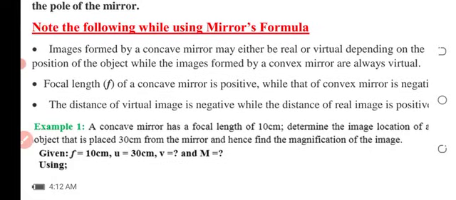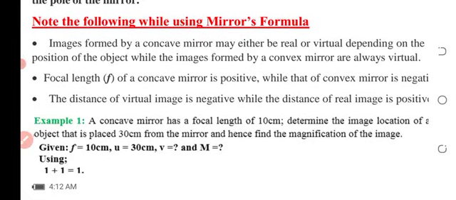What are these facts? Number one, images formed by a concave mirror may either be real or virtual, depending on the position of the object, while the images formed by a convex mirror are always virtual. You need to take note of this: a concave mirror can form either a real image or a virtual image. We are not going to really discuss how images are formed by these mirrors in this video.